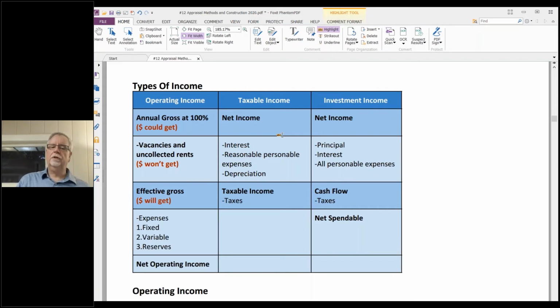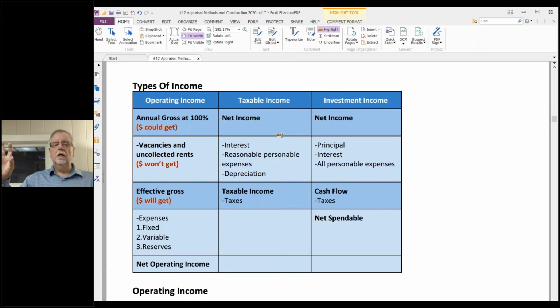The first set of books is called operating income, and operating income is what the appraiser is looking at. And when we're appraising property, is the appraiser interested in past income, present income, or future income? Which is it that the appraiser is interested in? Future income. Very good. So we're interested in future income.